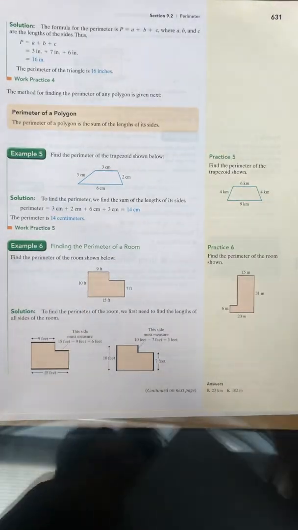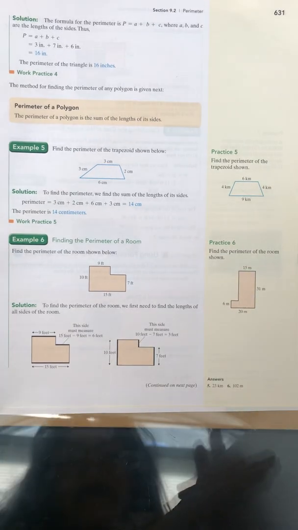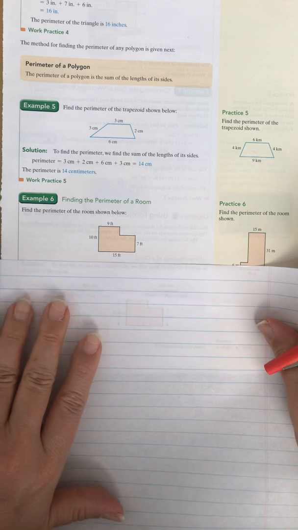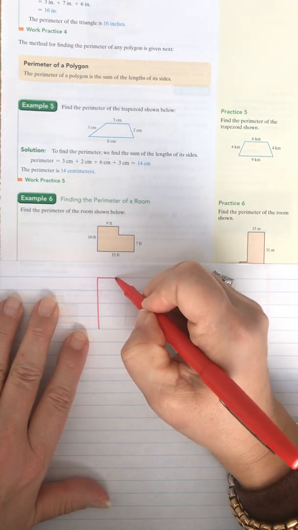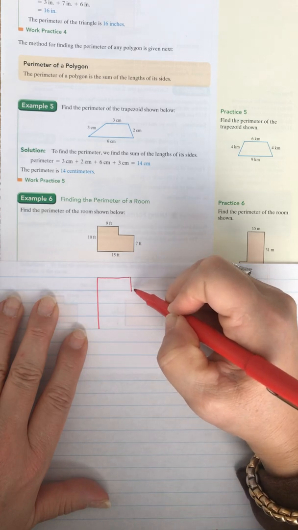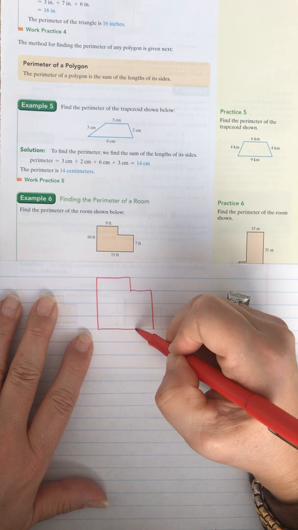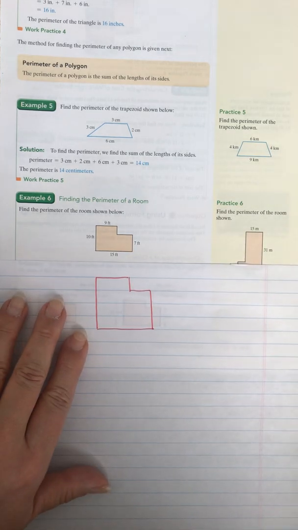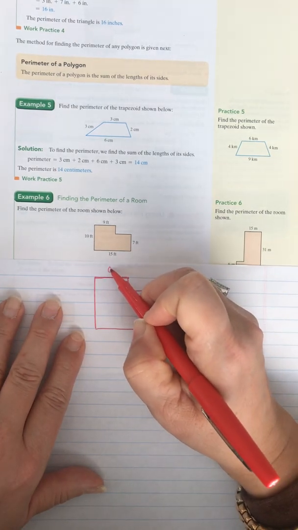Okay, what happens when you have a figure where they don't give you all of the sides? So it looks like this is a room, and they gave you the dimensions of this room, but they didn't give you all of them. And it's not a rectangle, it's not a square, it's not a triangle. There's no name for this shape right here. But I know this side right here is 9 feet.